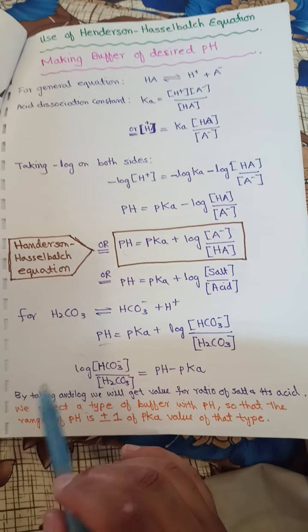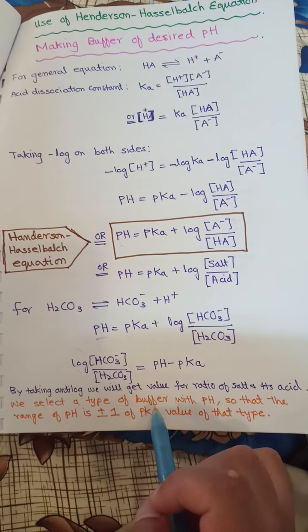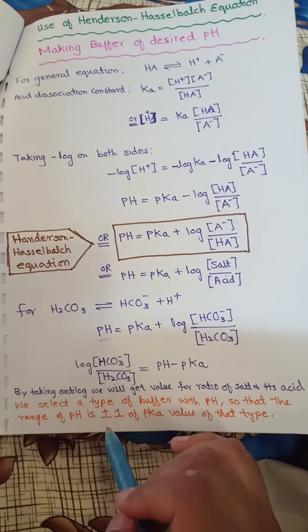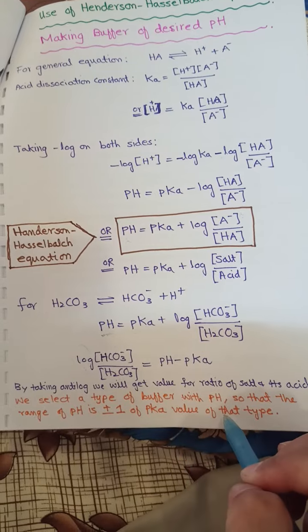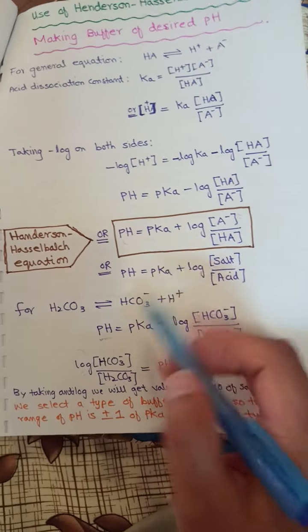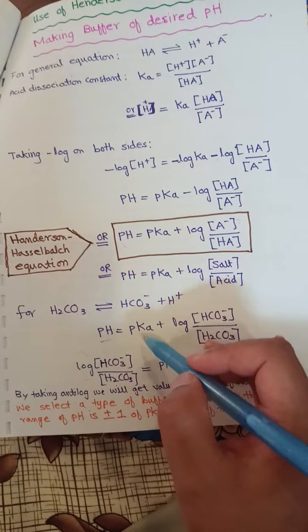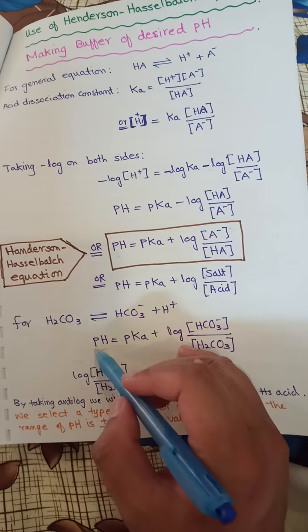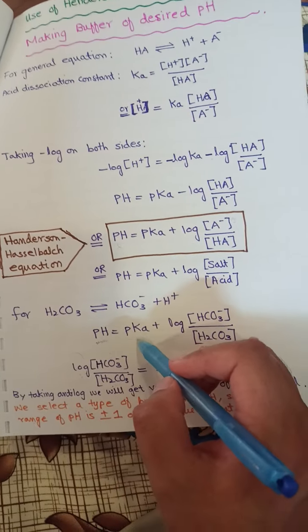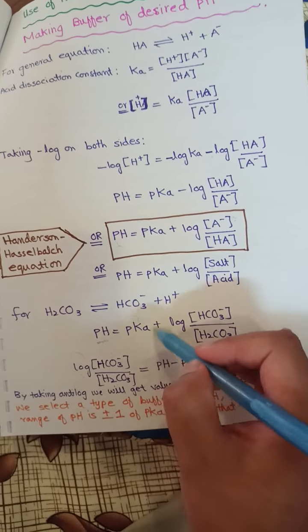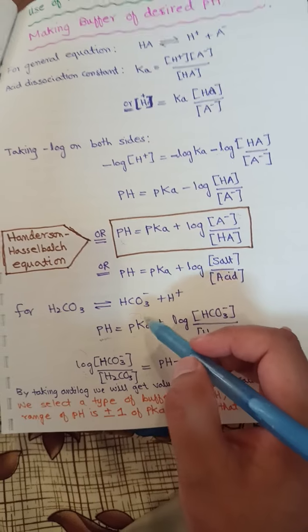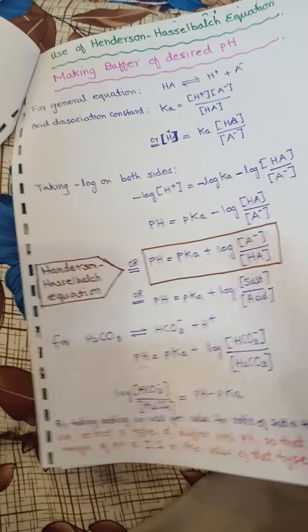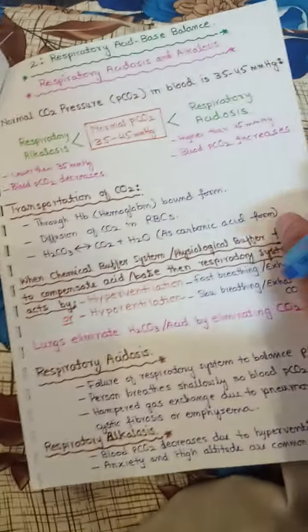We have to keep in mind that we can select a type of buffer with a pH in the range of plus or minus 1 of the pKa value. Each acid or base has its pKa value, so we can use a pH of plus 1 or minus 1 relative to this pKa value. If there is a difference of more than 1, then we cannot choose that buffer to make that kind of pH.